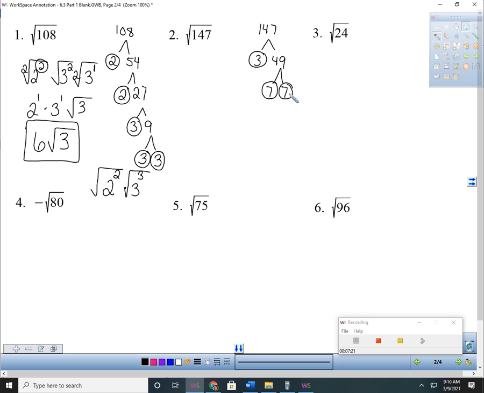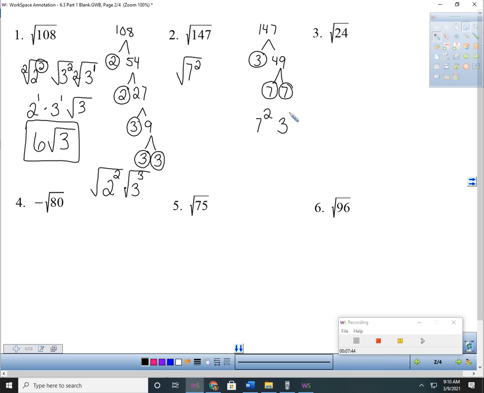So if I write down what I have, 2 of these 7s. And then how many 3's do I have? Just 1. So I'm going to look at the exponents here. Will the 2 divide by my root of 2? Yes. So this is my perfect square. That's the one that's going to go in the front. I always put that one in the front.